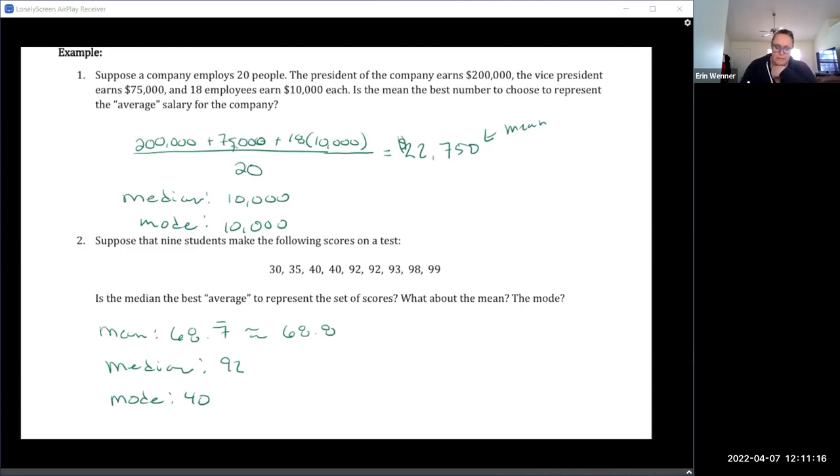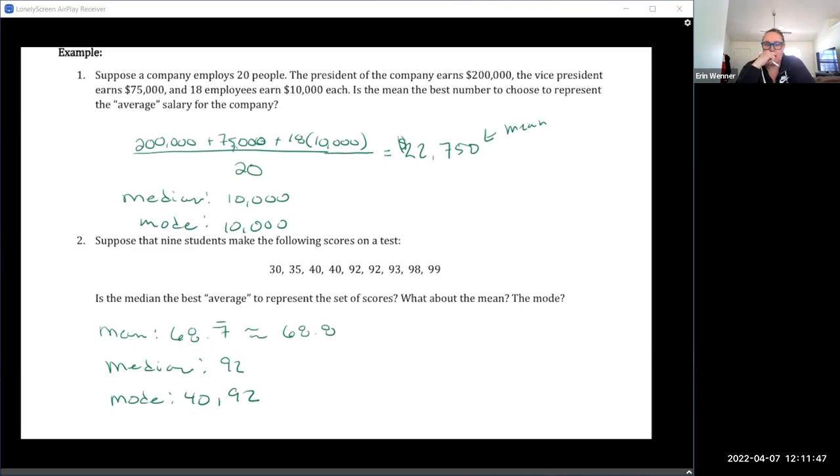So looking at these scores, it's kind of a crazy set of data, right? If we were to graph it, we'd have a whole bunch on the high end and a whole bunch on the low end, and there's like nothing in between, right? So the mean is a better representation of the data. This is actually bimodal data. Sorry, there's a mode of 40 and a mode of 92, because there's 2 values that occur twice.